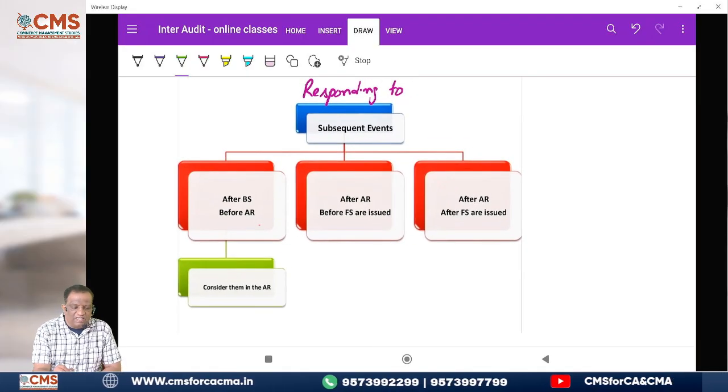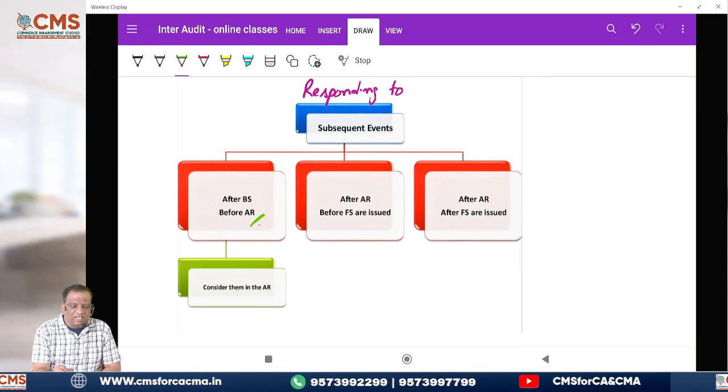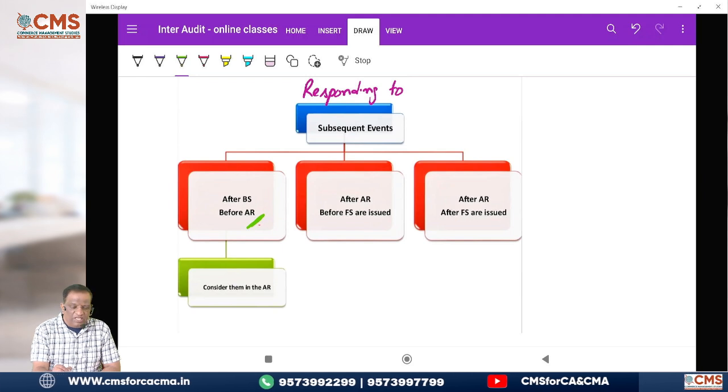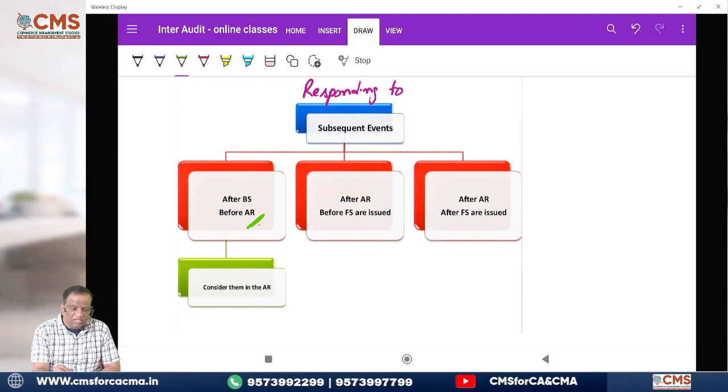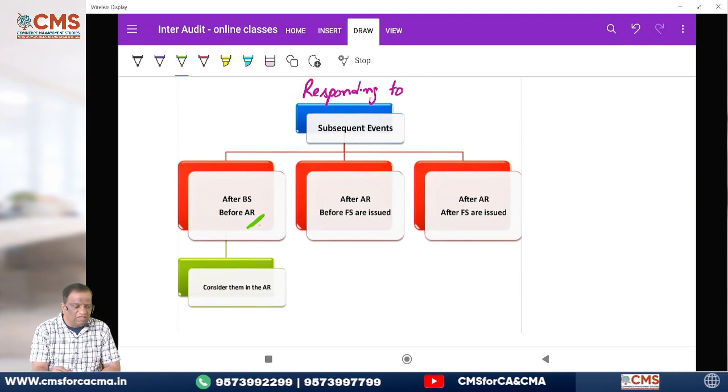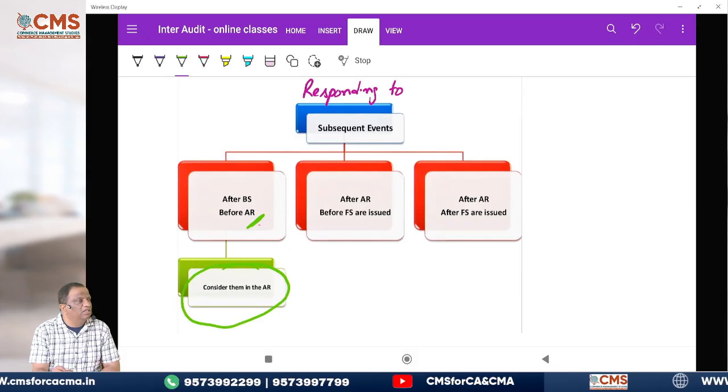In the first case, I have not even signed my audit report. So if I see anything, if I come to know anything, I can always adjust. So this is more safe, and I can definitely consider them in the audit report.